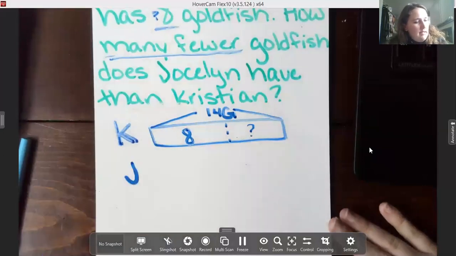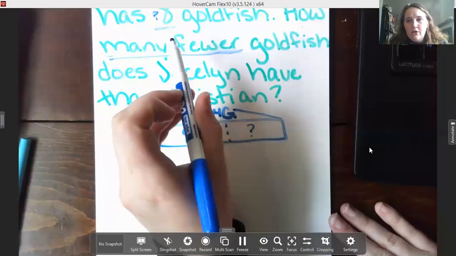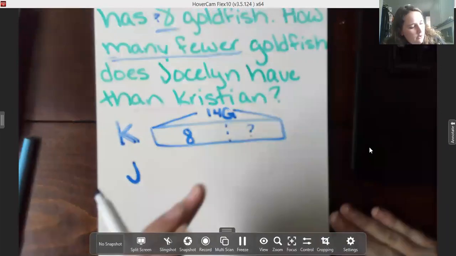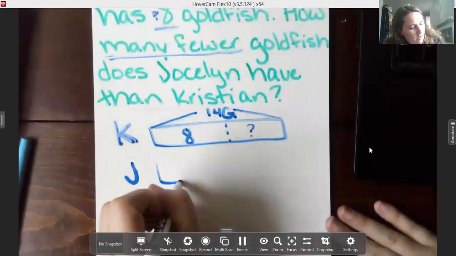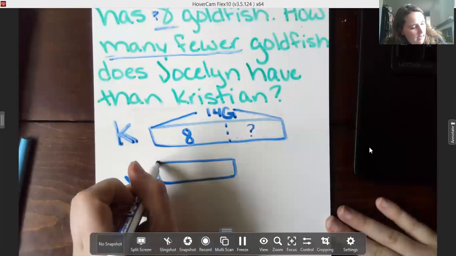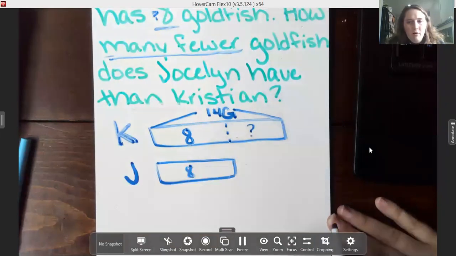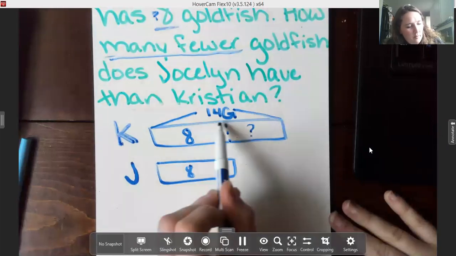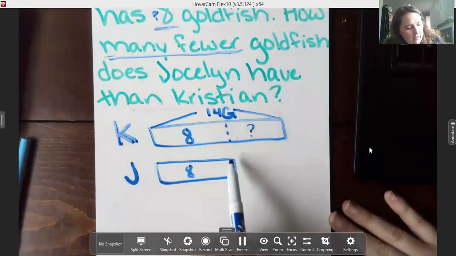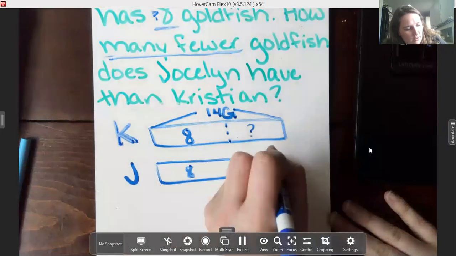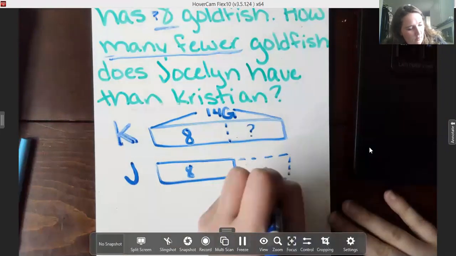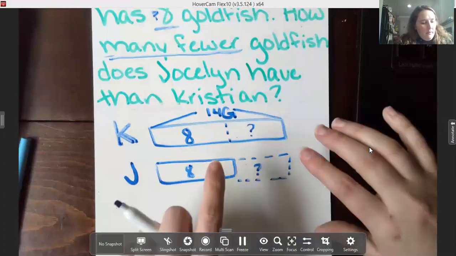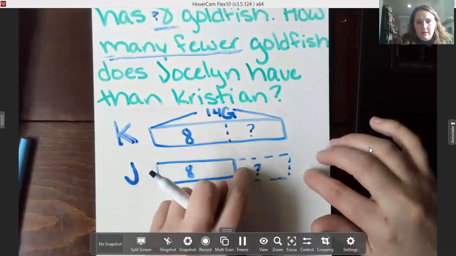So Jocelyn has 8 goldfish, and we just said that hers is a part. It is not the whole. So when we draw hers, we know she has 8, but we don't know this in-between part. We know 14 is this big, but we don't know what goes here, and that is the part that we are looking for. Okay, we want to know the difference here. We want to know how many fewer she has.